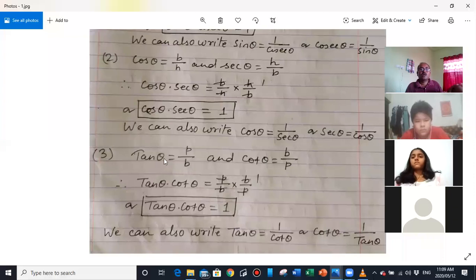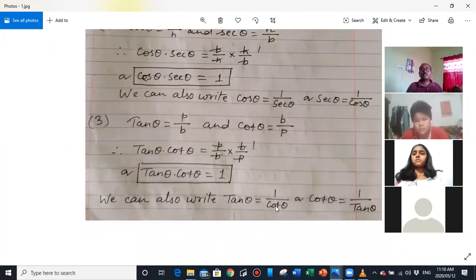Now third, tan theta equals p by b and cot theta was equal to b by p. We learned this yesterday. Now multiply tan theta and cot theta and let us check what happens. P by b into b by p. Everything cancelled, 1 is left. So here also tan theta into cot theta equals 1, or tan theta equals 1 by cot theta, and cot theta equals 1 by tan theta.